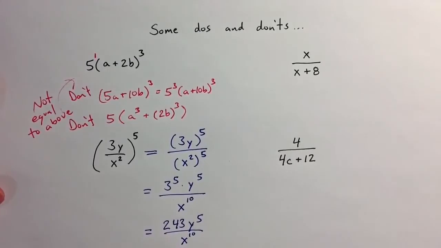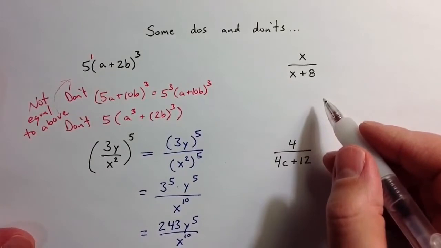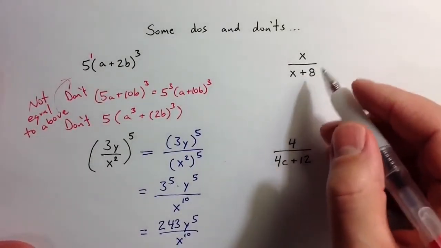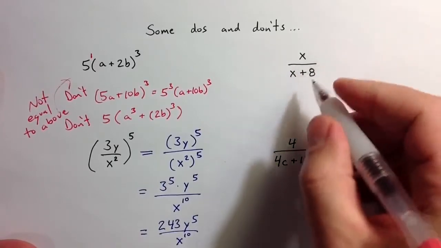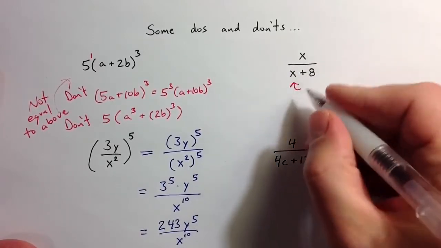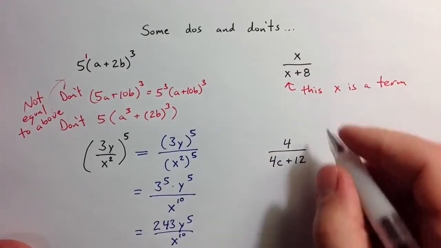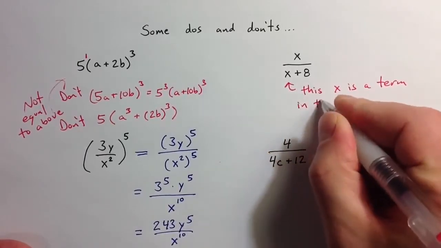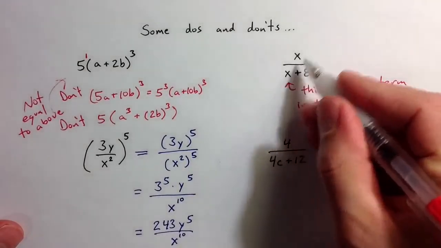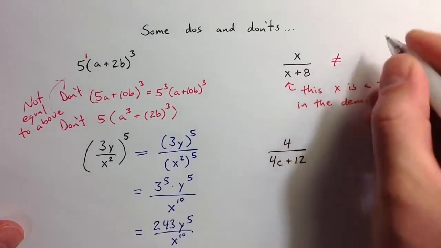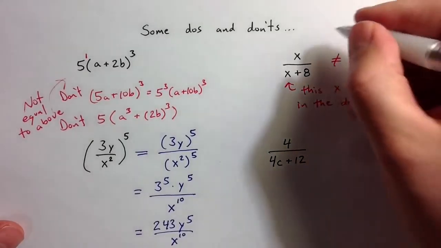A don't, kind of a big don't. It's tempting. Fractions are troublesome. We like to try to make them as simple as we can. But it's important to know that we can't cancel these x's. And the reason why, x in the denominator here, this x is a term. That x is a term in the denominator. And we can't cancel it with the x up above. So it would not be true to say this is the same as 1 over 1 plus 8. The x's can't cancel.